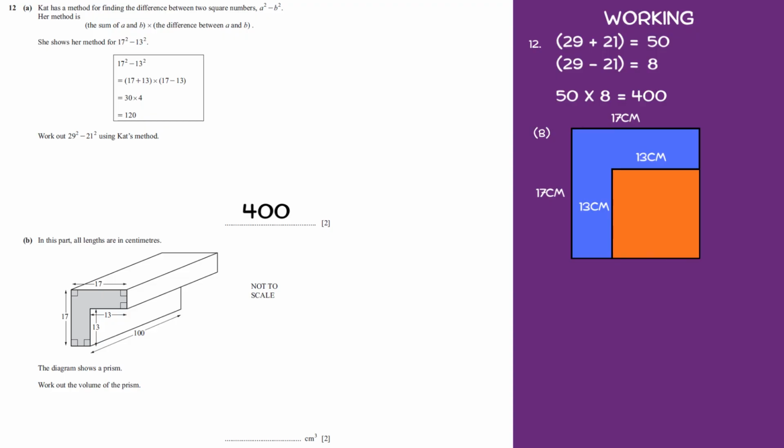Therefore, the area of this section is 17 squared minus 13 squared, which is the exact example we were given in part A. Therefore, the area of the shaded region is 120, and to find the volume, we just multiply the area by 100, which is 12,000.